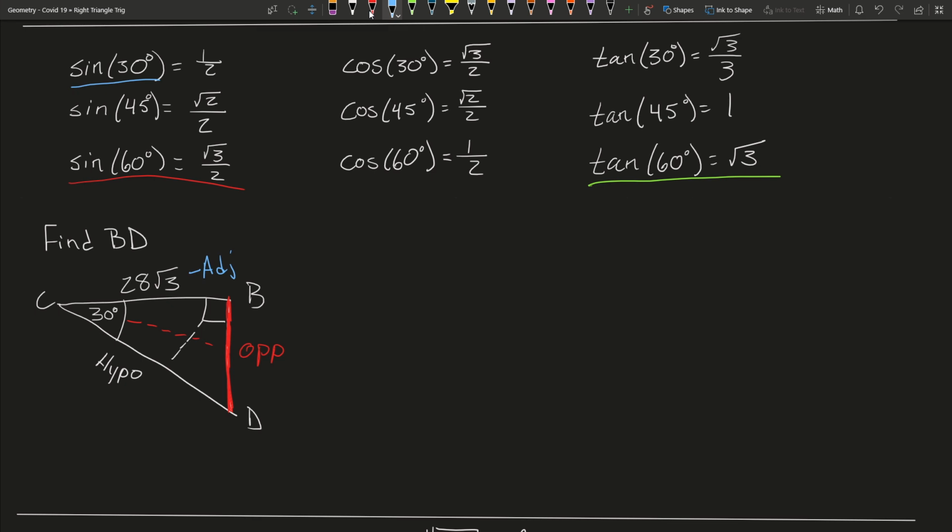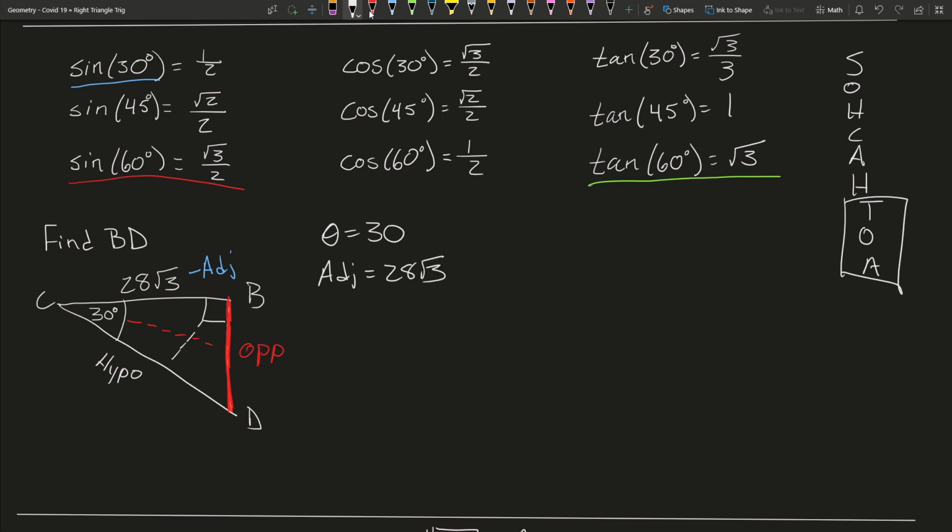So we have the adjacent side and an angle, and we're trying to find the opposite side. So we need a trig function with both opposite and adjacent. So we'll be using tangent. All right, so we have theta is equal to 30. Adjacent is 28 rad 3. And the opposite side, we still don't know.